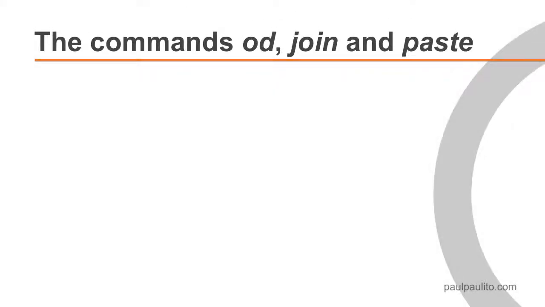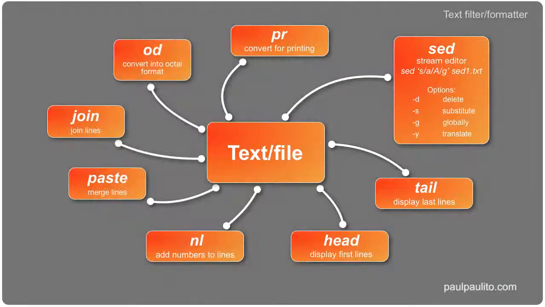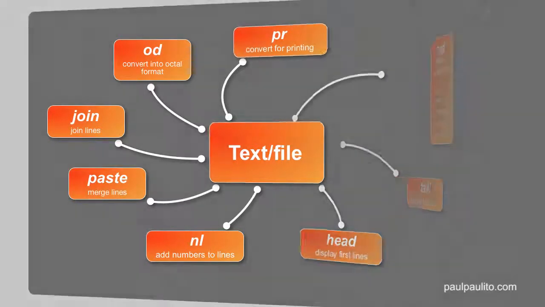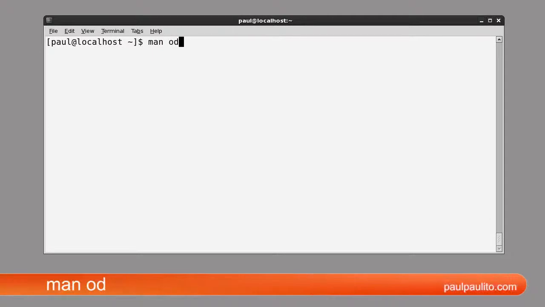The commands od, join, and paste. Although computers communicate with binary numbers, also known as the base 2 numeral system, some programs are configured to process data in octal, base 8 system, or even in hexadecimal form, base 16 system. The od command dumps files in octal and other formats.